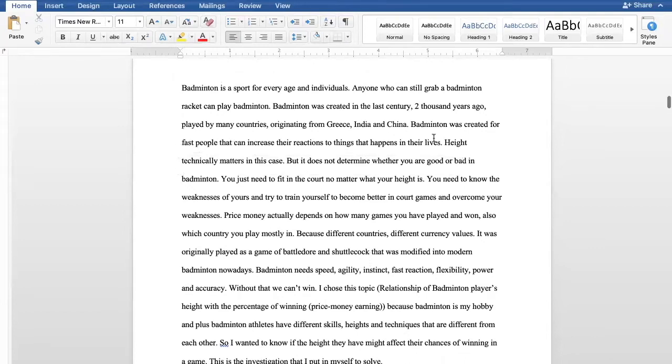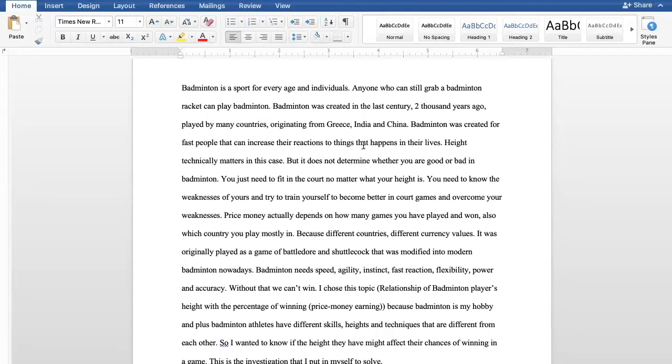Okay, here. Badminton was created for fast people that can increase their reaction to things. What do you mean by this? What I mean by that is, for example, if there's an incident like a robbery or something, someone tries to fight you back, or someone is trying to steal something from you, you can have a faster reaction. You know what I mean, sir.